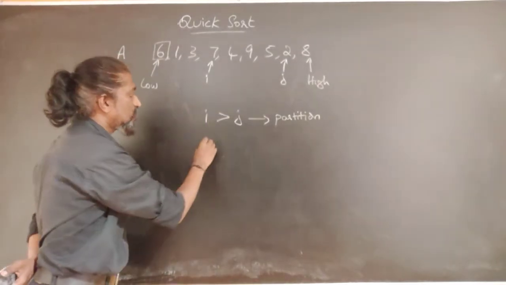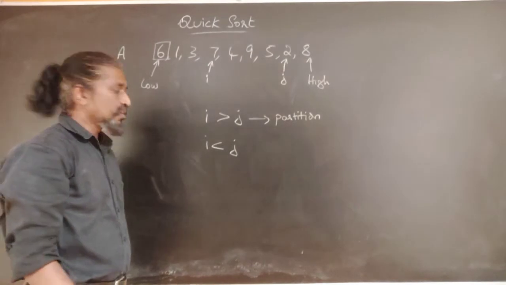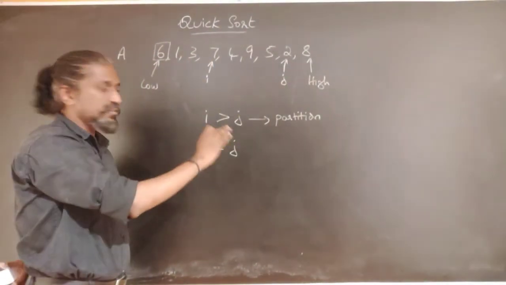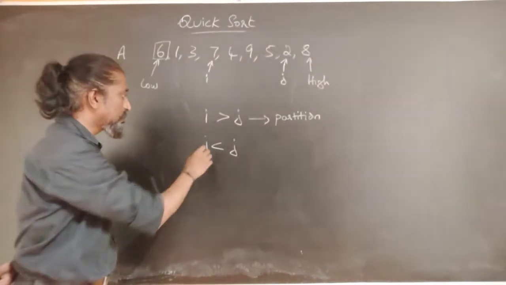In this case, that has not happened. I is still less than J, I and J have not crossed over. Therefore, we can't place 6 anywhere in this list such that elements present to the left of 6 are smaller and right are greater. So what should we do now?